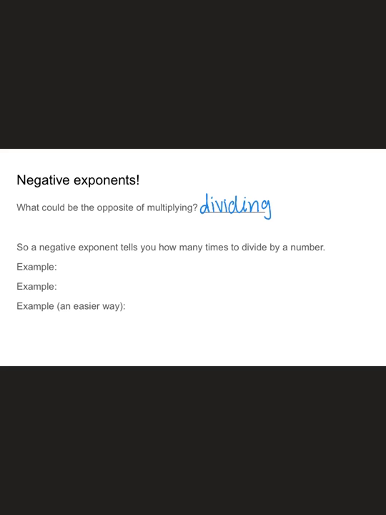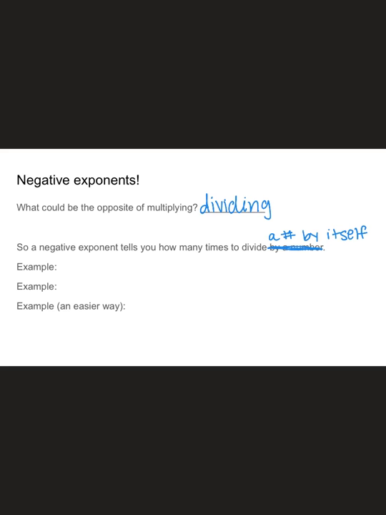So a negative exponent tells you how many times to divide a number by itself. You're going to be dividing a number by itself. And we will do some examples here.